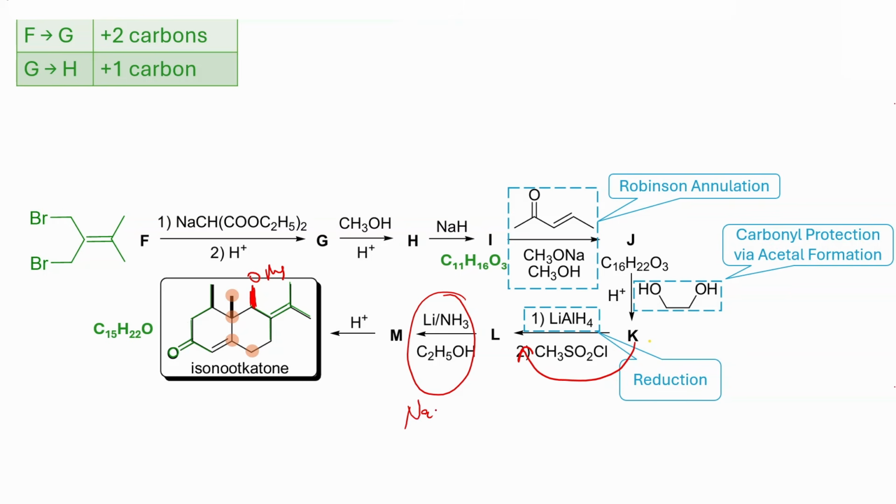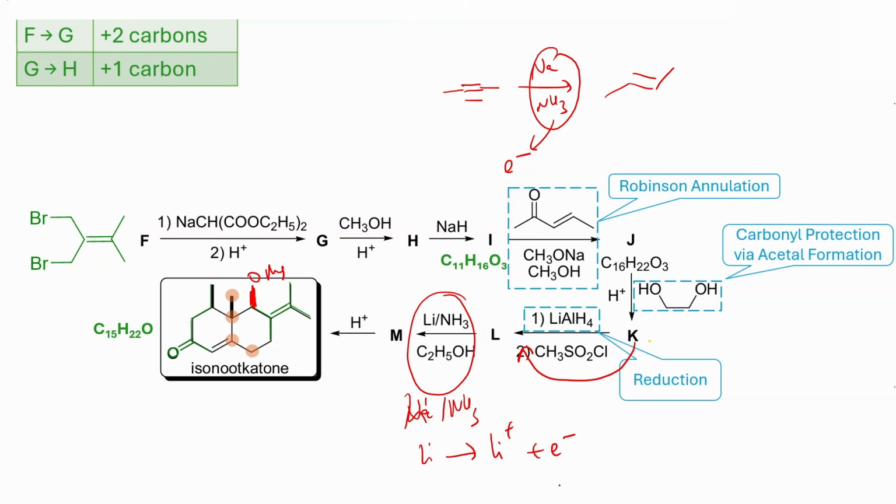We have seen sodium in liquid ammonia used, for example, to reduce a triple bond to a double bond. We have seen this reaction, right? Sodium metal in liquid ammonia is basically a source of electrons. So here it's a similar thing. Instead of sodium, we have lithium. This lithium is going to produce lithium plus and will give some electrons. And those electrons are going to reduce this O-methyl.